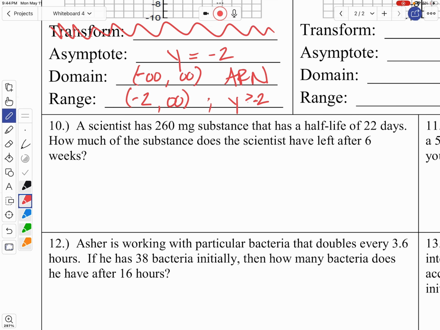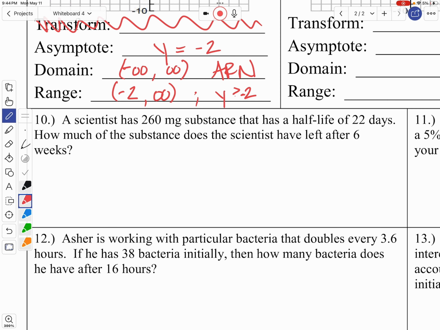Here's where our formulas start to come in, and I'm not doing all of these. I'm going to pick a couple. Okay. A scientist has 260 milligrams of a substance that has a half-life of 22 days. How much of the substance does the scientist have left after 6 weeks? Well, 6 weeks is 42 days.